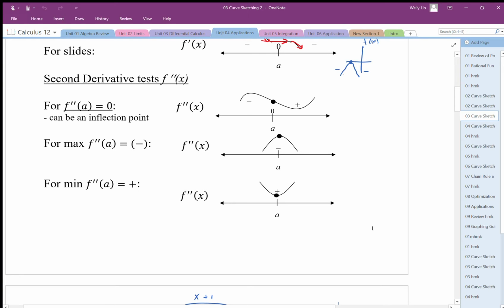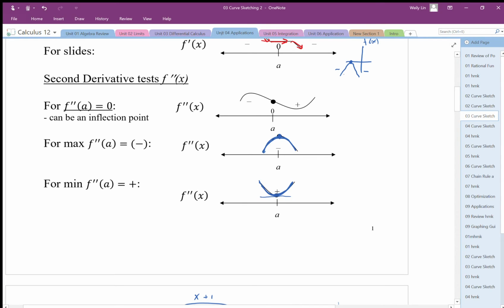If the first derivative is 0 and the second derivative is negative, we know that's concave down. That means it must be a max point. If the first derivative is 0 and the second derivative is positive, we know that's concave up, which means that horizontal tangent must be a minimum.